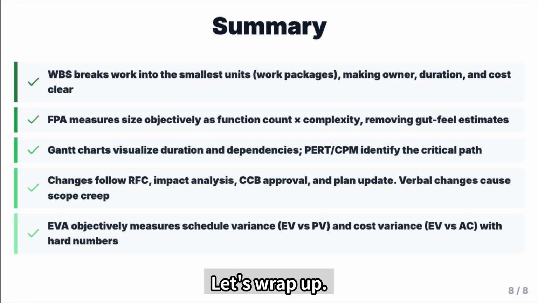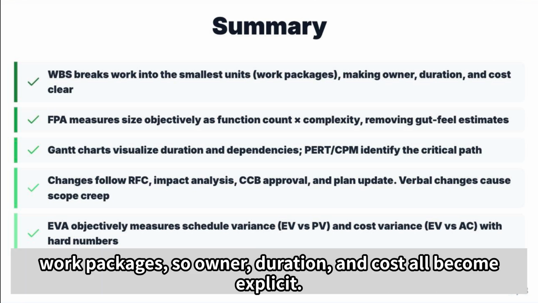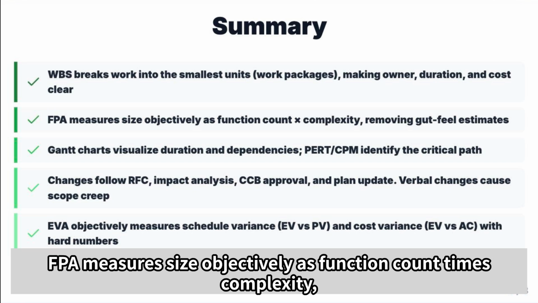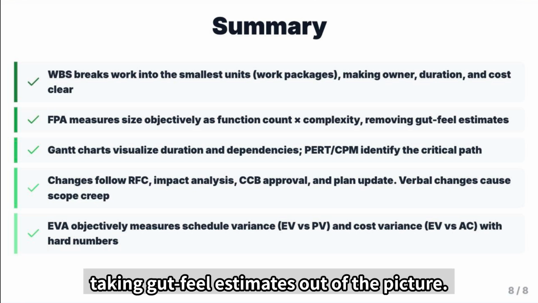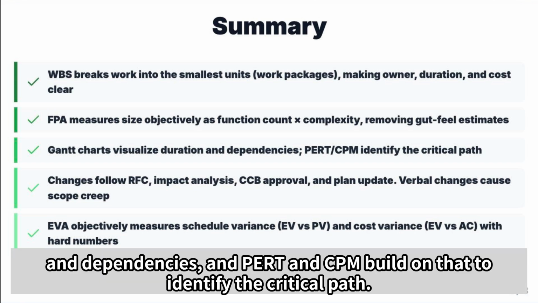Let's wrap up. WBS breaks work down into the smallest units, work packages, so owner, duration, and cost all become explicit. FPA measures size objectively as function count times complexity, taking gut feel estimates out of the picture. Gantt charts visualize each task's duration and dependencies, and PERT and CPM build on that to identify the critical path.